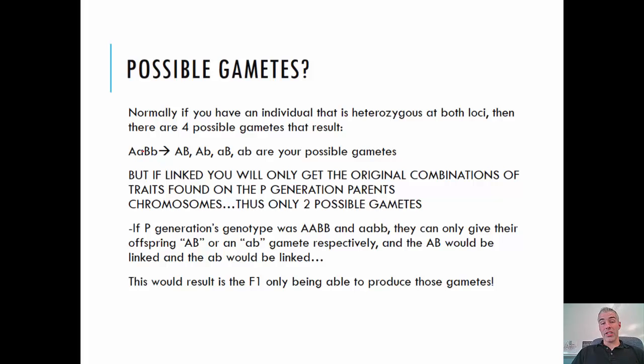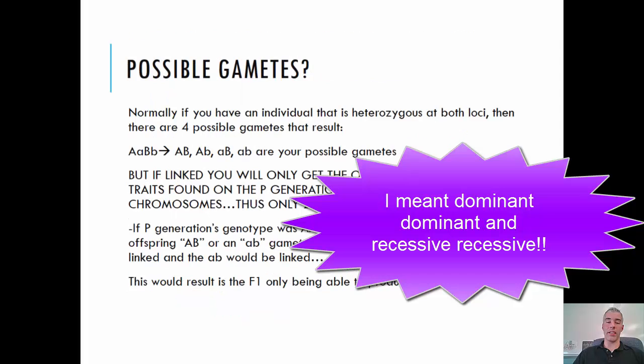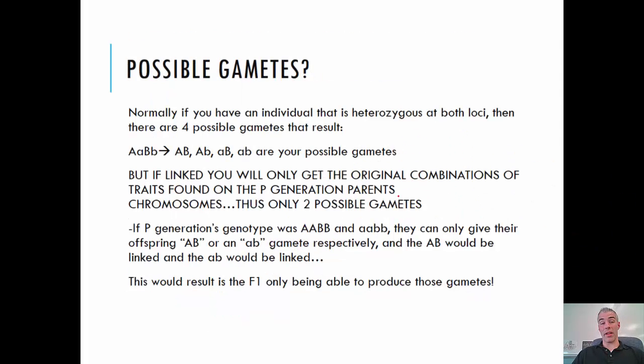But if it's linked, you will only get the original combinations of traits that were found in the P generation parents. So as we go back, you're going to get individuals that all look either dominant-dominant or dominant-recessive for the most part. There's only two possible gametes that can come out of it, the big A, big B, or the big A, little b.